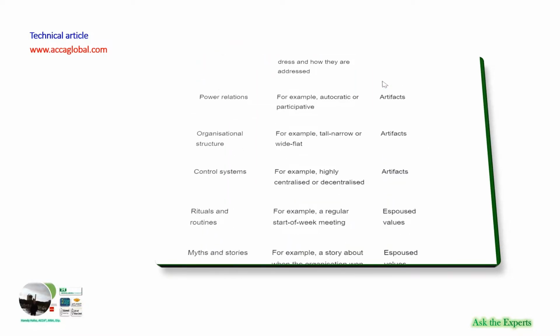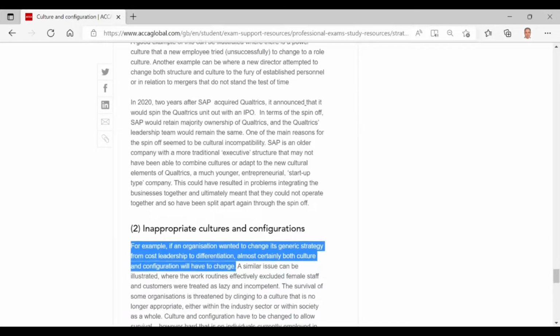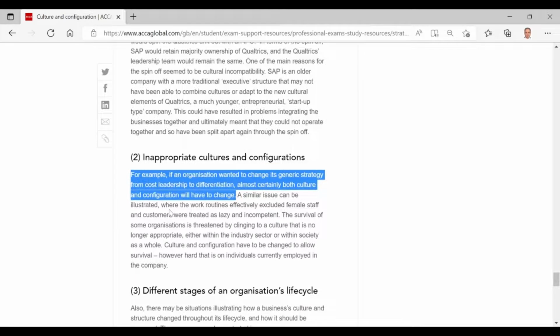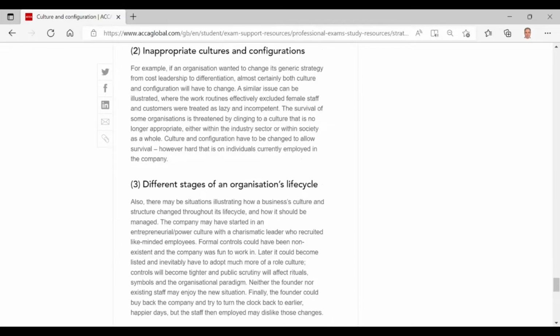For example, the culture clashes. A good example of this can be illustrated where a new director attempted to change both structure and culture to the fury of established personnel. Or in relation to mergers that do not stand the test of time. Another example is about inappropriate cultures and configurations. For example, if an organization wanted to change its generic strategy from cost leadership to differentiation, almost certainly both culture and configuration will have to change.